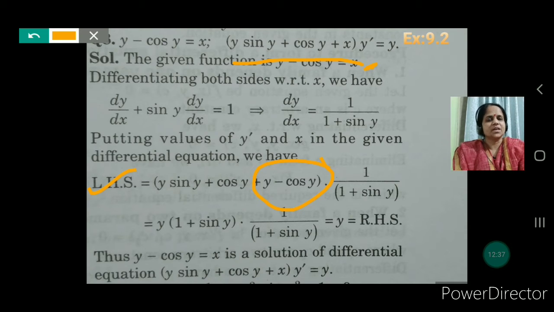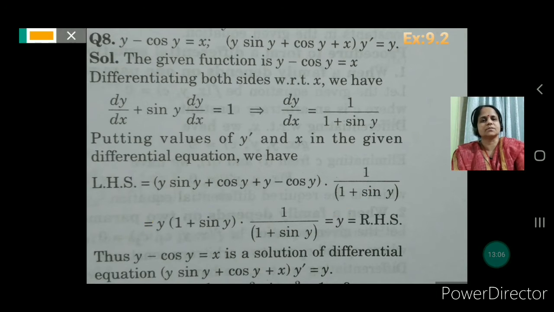Now see here, cos y will cancel with cos y, it is plus cos y, here it is minus cos y. Y take common, so you will get y into 1 plus sin y, into 1 upon 1 plus sin y. So 1 plus sin y, 1 plus sin y will cancel and you will get only y. Now see, it is the RHS. So we can say that y minus cos y is equal to x is a solution of the differential equation.